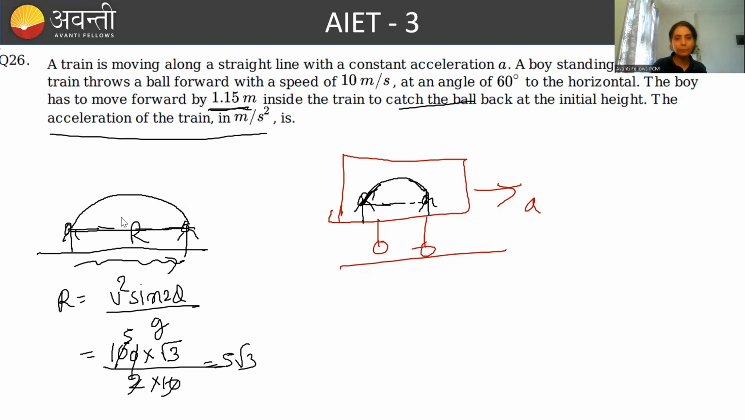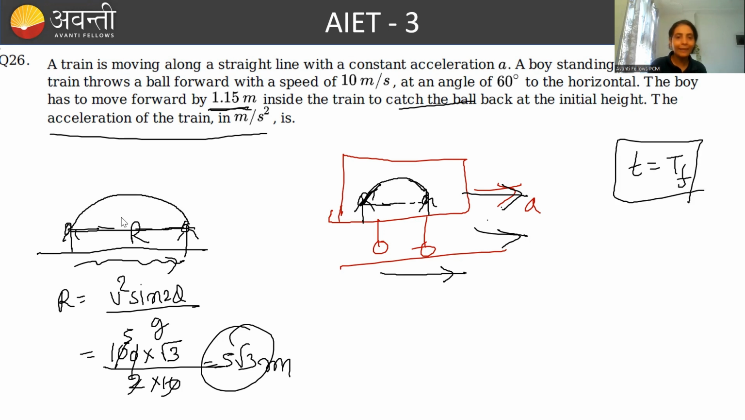But in this case, what is happening? The person is inside the train and that is moving. So now what will happen? If the person is not inside the train, he needs to move by this distance. Now the train will also facilitate the person. The train is also moving forward. So the train will go forward by some distance and the person is inside the train, so together with the train, the person is also moving. So suppose in time equal to time of flight, the train has gone forward by x distance.